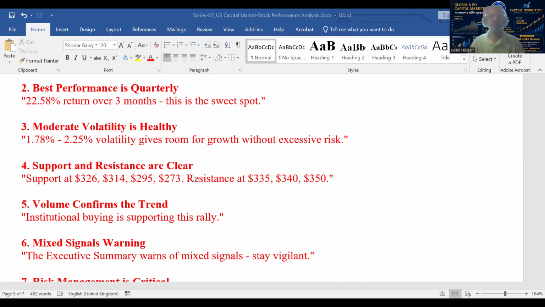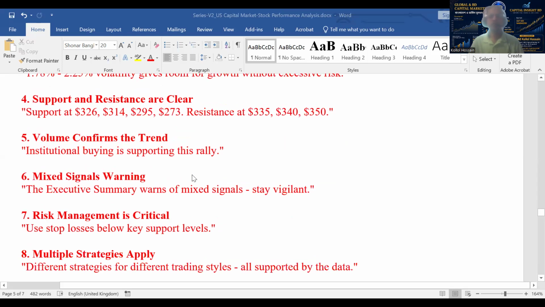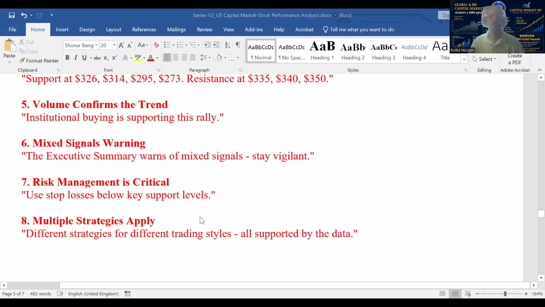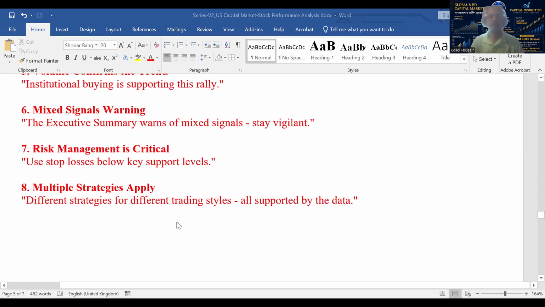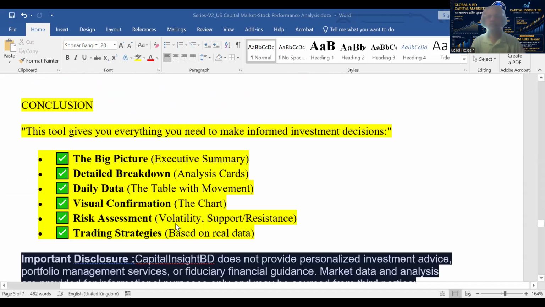Support and resistance are clear. Support at 326, 314, 295, 273. Resistance at 335, 340, and 350. Volume confirmed the trend. Institutional buying is supporting this rally. Mixed signals warning. The executive summary warns of mixed signals. Stay vigilant. Risk management is critical. Use stop losses below key support levels. Multiple strategies apply. Different strategies for different trading styles, all supported by the data.